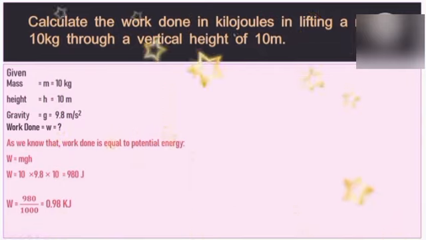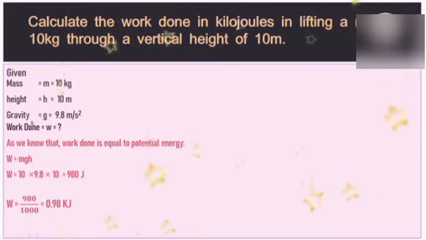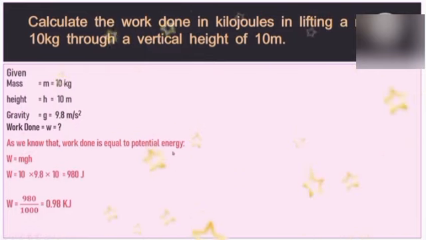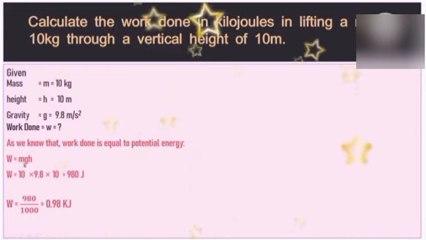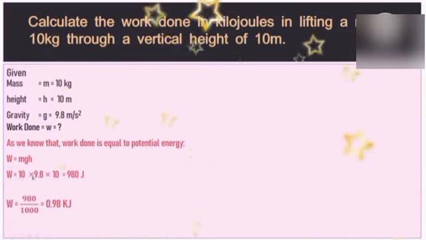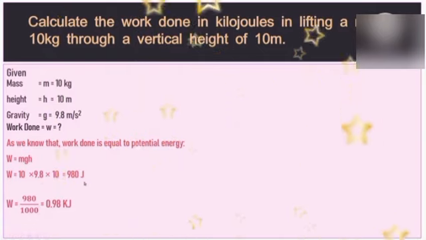Calculate the work done in kilojoules in lifting a mass of 10 kilograms through a vertical height of 10 meters. What is given here? Mass is equal to 10 kg, height is equal to 10 meters, gravity is, as we know, 9.8 meters per second square, and we have to find work done. As we know that work done is equal to potential energy. W is equal to m g h. By putting values, m is 10, g is 9.8, h is 10. W is equal to 980 joules.